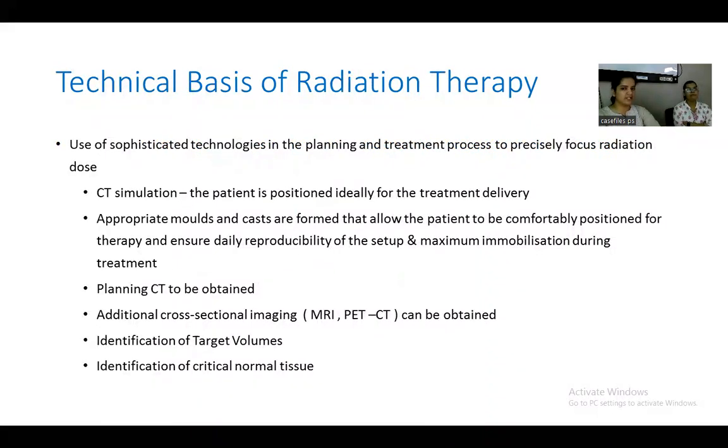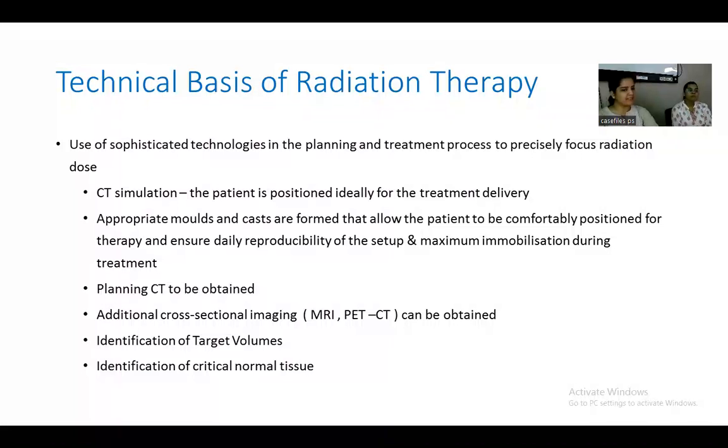Now coming to the technical basis of radiation therapy. Whenever a patient is planned for radiation therapy, there is a treatment planning system which follows certain rules and scenarios, in which multiple techniques are used and the radiation is planned accordingly. First of all, a CT simulation is done and the patient is positioned ideally for the treatment delivery. At this stage, appropriate molds and casts are formed which allow the patient to be comfortably positioned for the therapy, and they ensure daily reproducibility of the setup and maximum immobilization during the treatment.